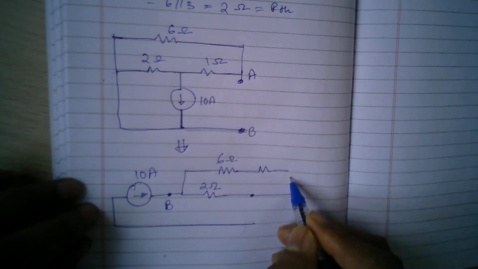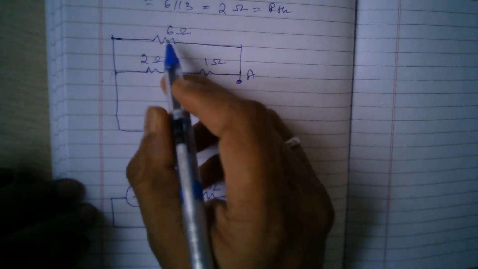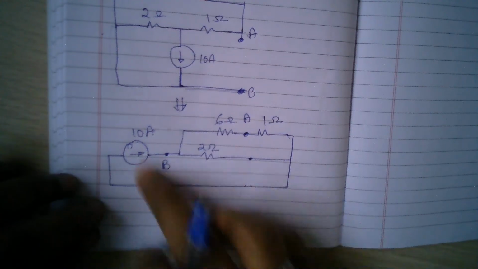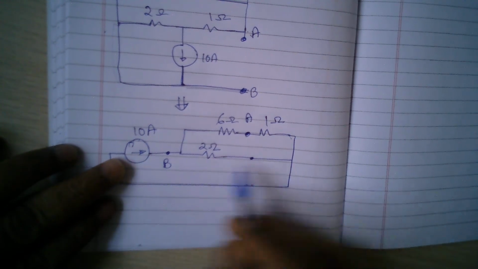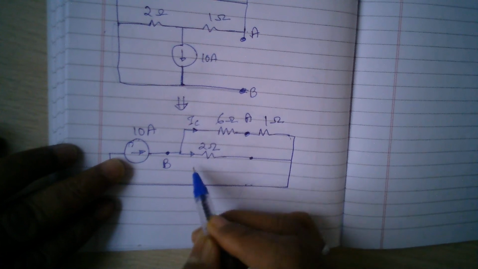So basically it is like this. So this is 1 ohm, and between the 6 and 1 we have point A. Okay, so this is point A. So this is our circuit. So it is now very easy to find the currents here. So let's call them IC and ID.